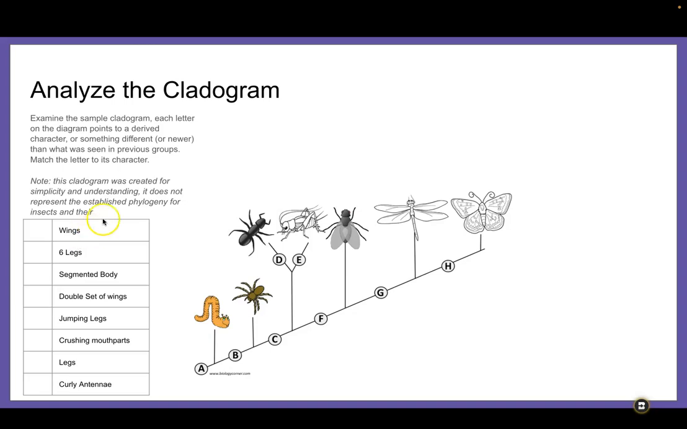By the way, these are not actual characteristics or established phylogeny for how these have a common ancestor to one another. It's just for the case of helping us understand this. Okay, go ahead, pause the video, see if you can figure out what A, B, C, D, E, and so on are represented here.